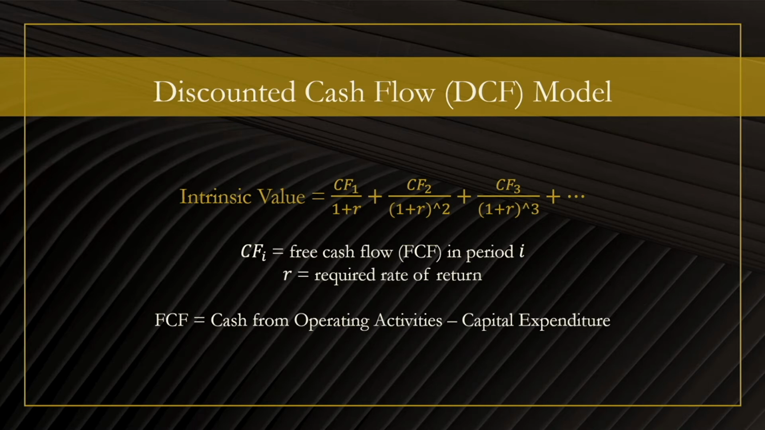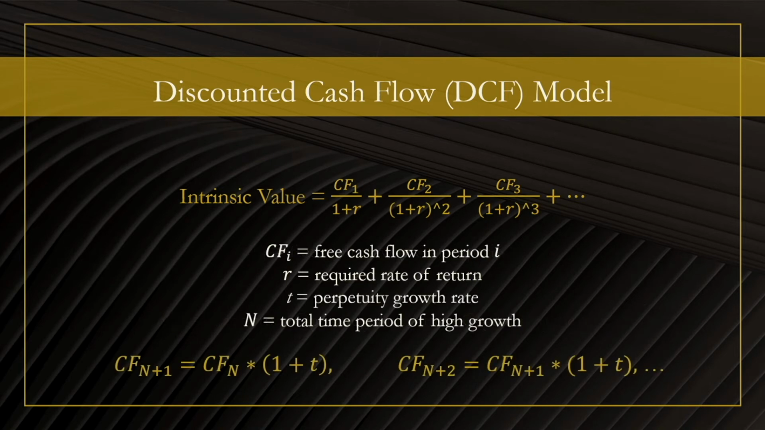So firstly, one issue is that the formula has infinitely many terms. So how is that resolved? Well, the classical way to deal with this problem is to say that after n years, the company matures. And at that point, the company grows at a constant rate t called the perpetuity growth rate. Typically, that's set to something like 2 or 3%.